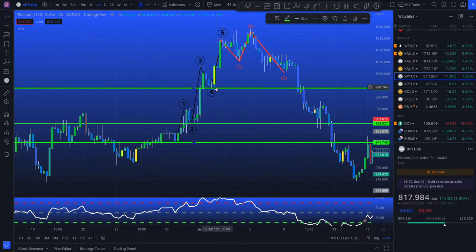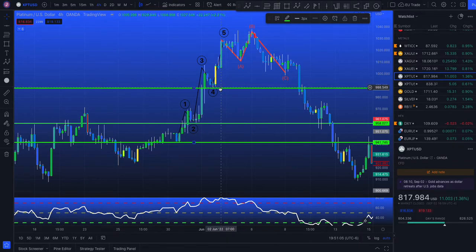4 is the first target. If 4 gets lost, then obviously 2 is the next target. And if 4 gets lost, there's a good chance that you're going to get a deep retracement into your trend, and it might be over. We make it down to 2. If 2 gets lost, it might be over. Let me just say that.